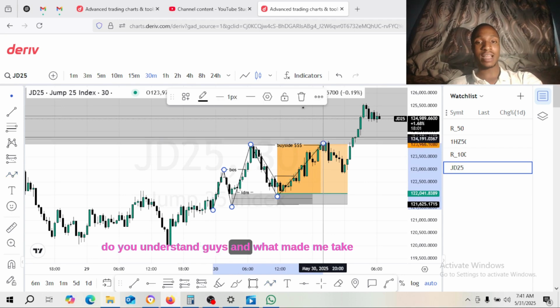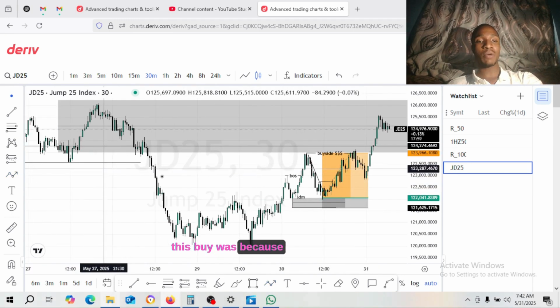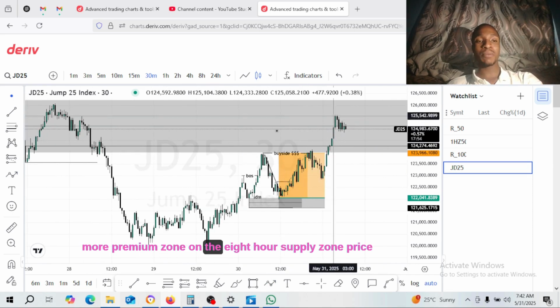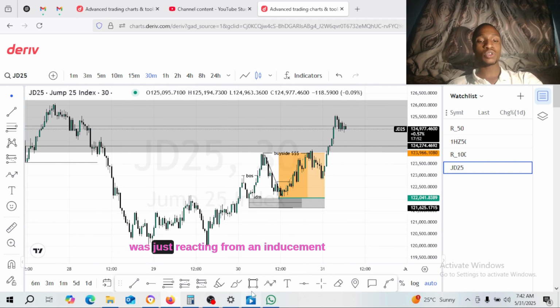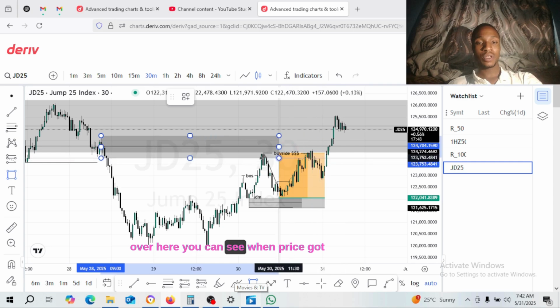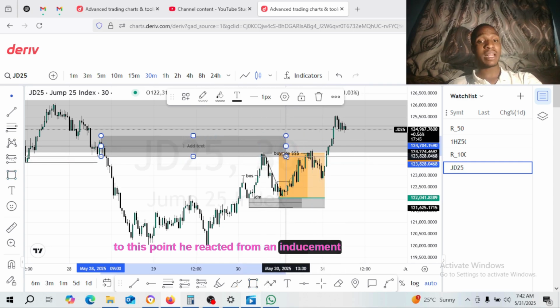Do you understand, guys? What made me take this buy was because price has not entered a more premium zone on the 8 hour supply zone. Price was just reacting from an inducement over here. You can see when price got to this point, it reacted from an inducement.